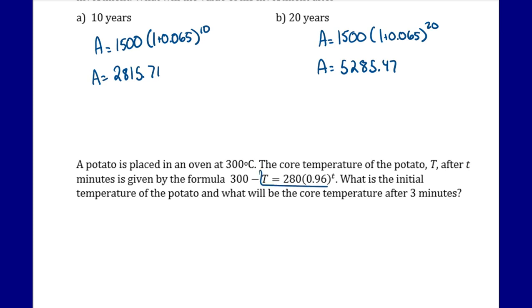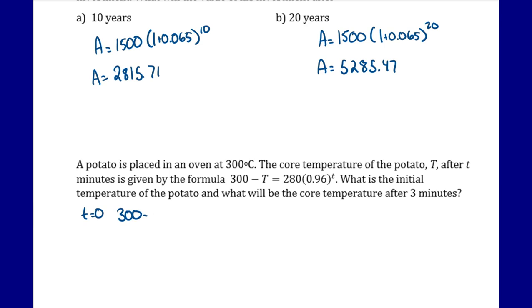We see at least this portion here looks like an exponential function, but this portion here is a little bit different. So in this case, because we want to figure out what the initial temperature is, we can't just look for this value, right? Because it doesn't make sense that the initial temperature of our potato is 280 degrees Celsius. That's a pretty hot potato, right? So it doesn't quite make sense, but initial temperature means the time is equal to 0. So let's go through and solve now.